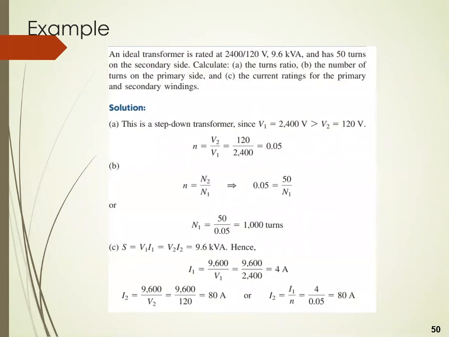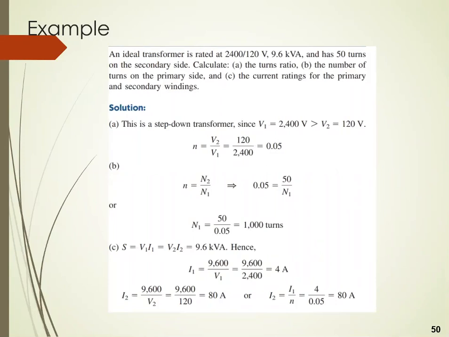In this example, we have an ideal transformer rated 2400/120 volts. Given our convention, we already know that the primary has 2400 volts and the secondary has 120 volts, and those are RMS values. This ideal transformer is also rated 9.6 kVA, and it has 50 turns on the secondary side. That's what we know at this point.